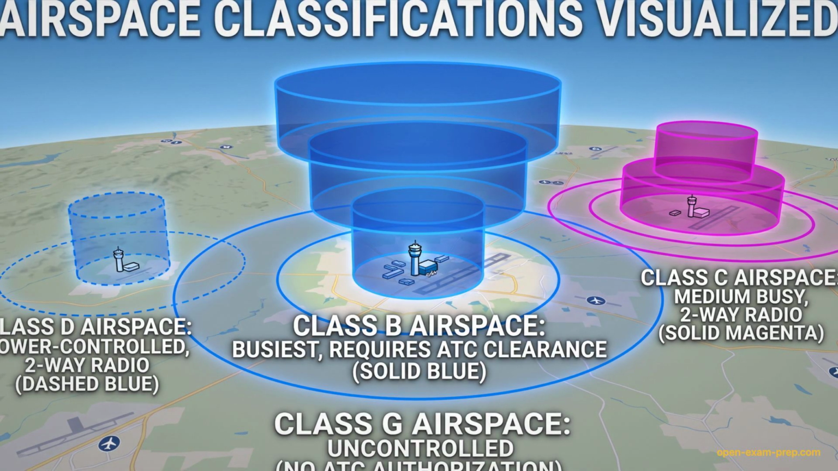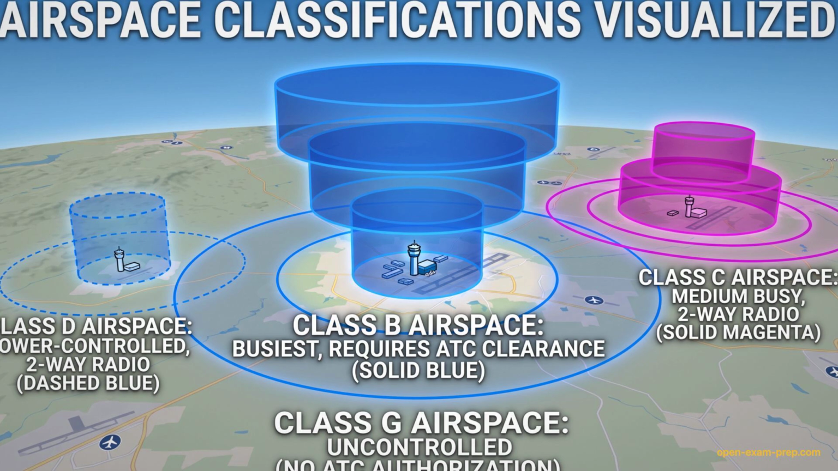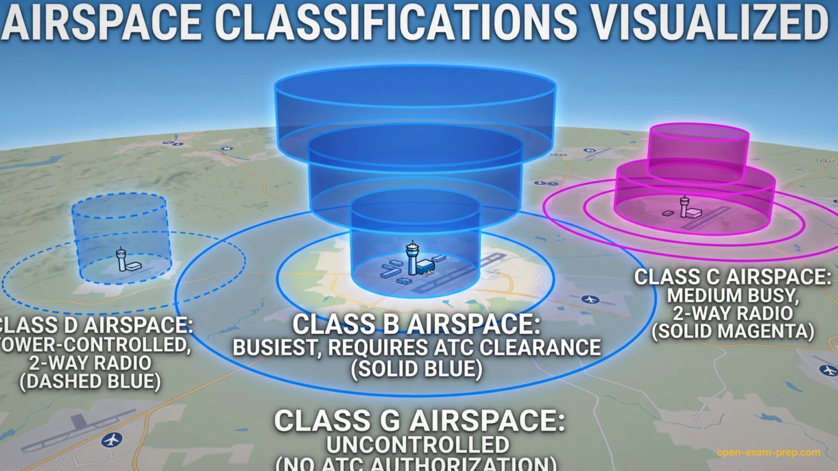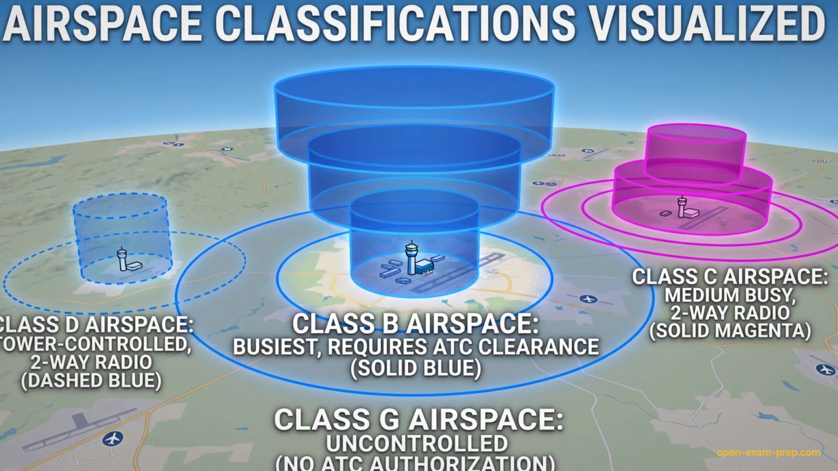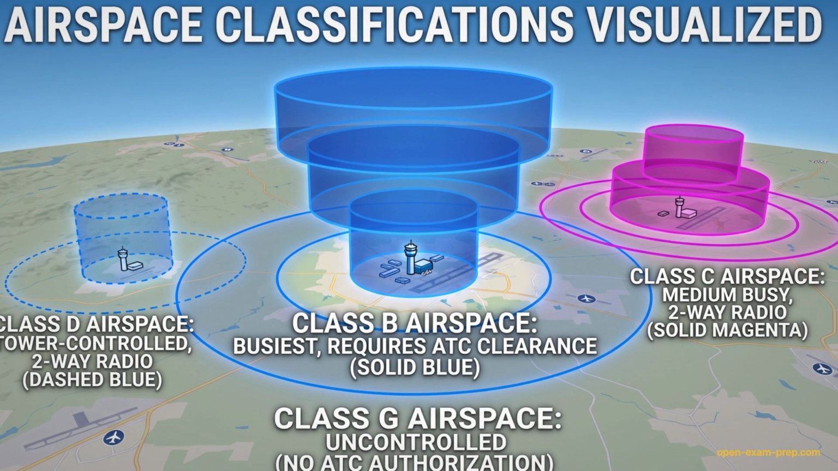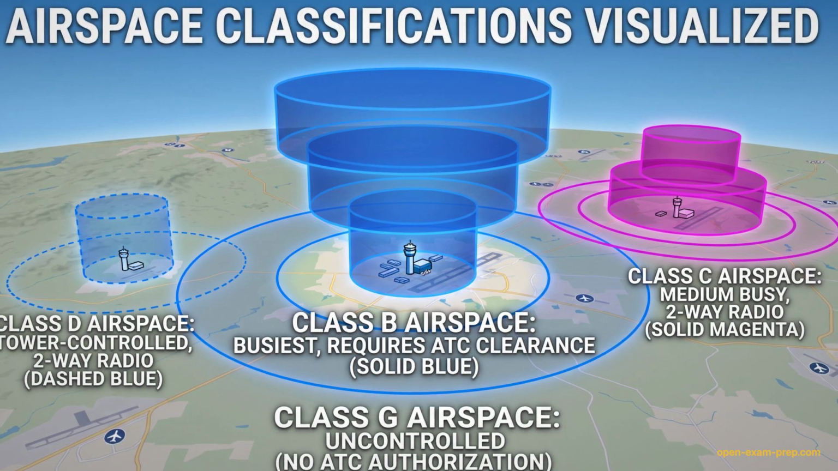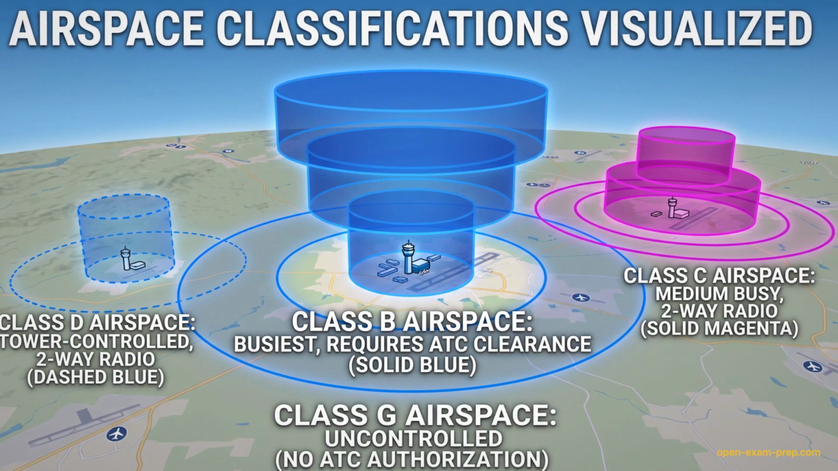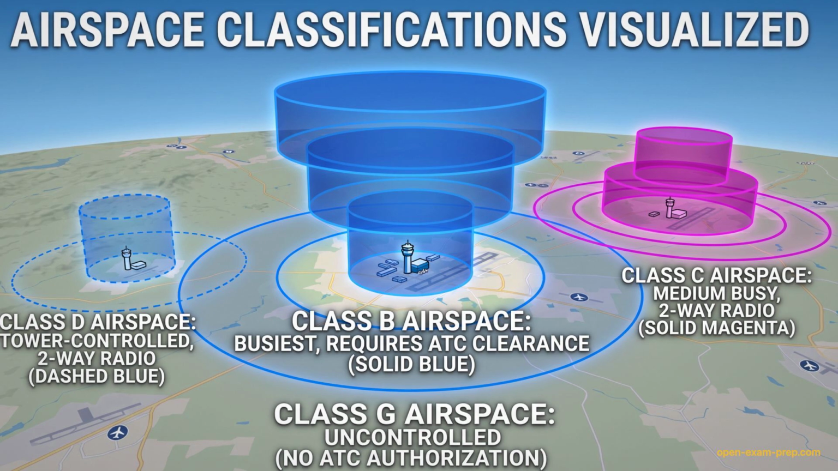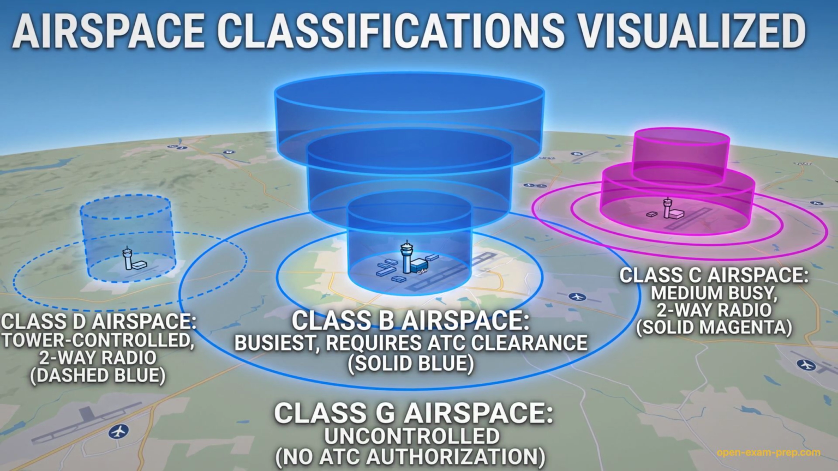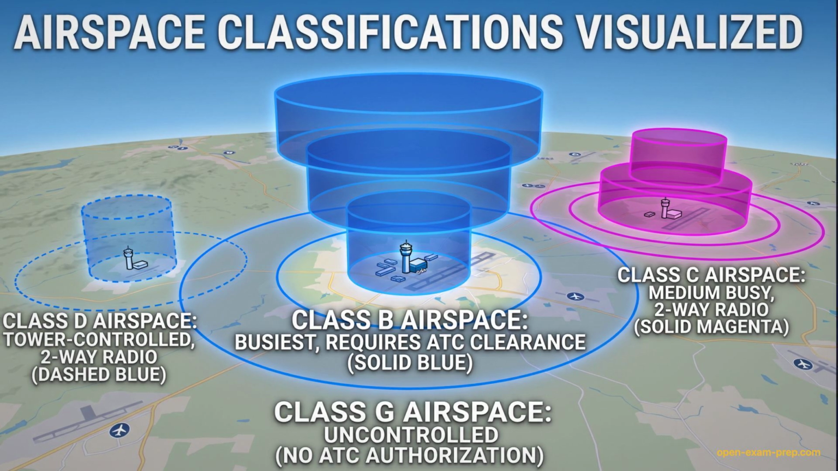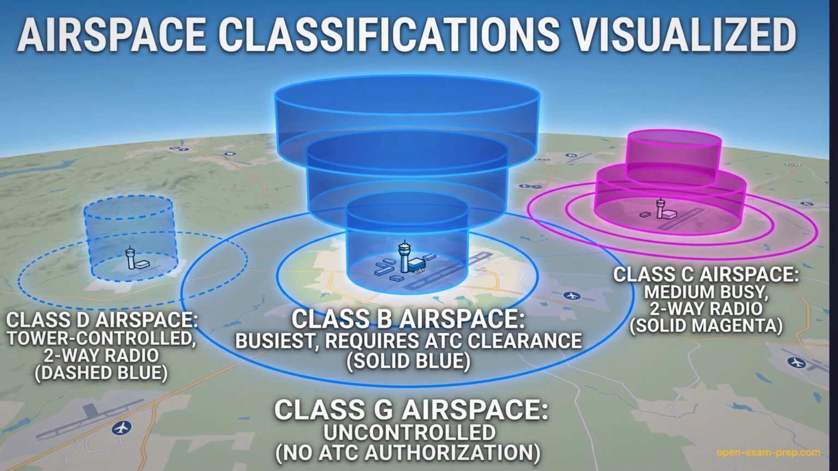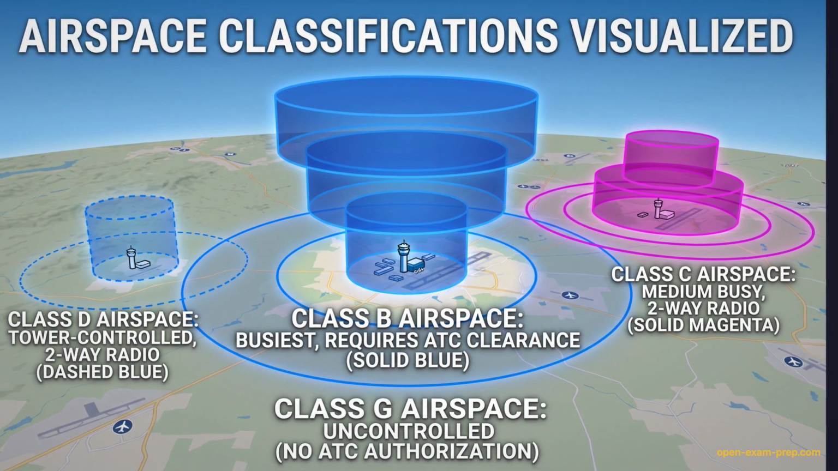The main distinction is between controlled and uncontrolled airspace. Class G is uncontrolled, meaning no authorization is needed. Controlled airspace, like Class B, C, and D, surrounds airports and requires authorization to enter, often through LAANC. Class B is for the busiest airports, marked by solid blue lines on charts. Class C and D are for medium and smaller towered airports, shown with solid magenta and dashed blue lines respectively. Knowing these visual cues is essential.